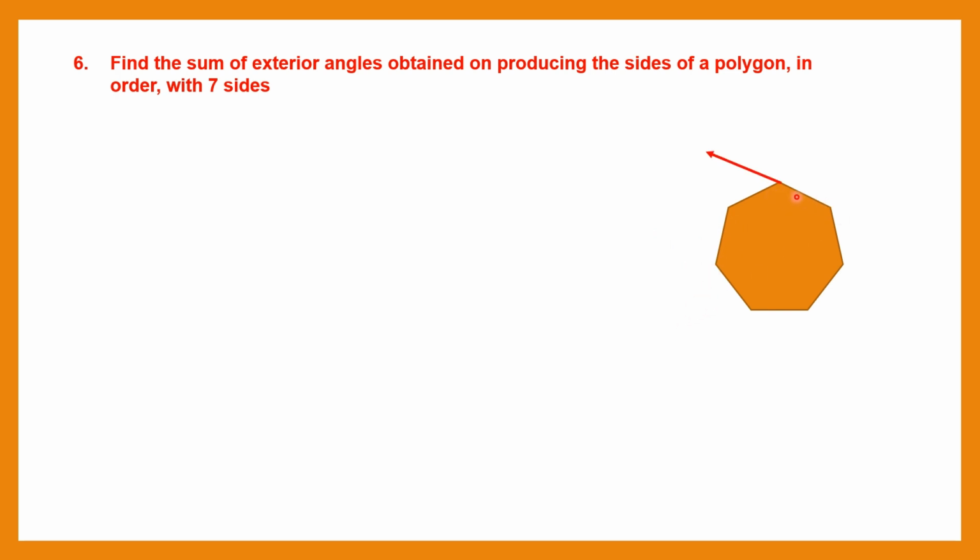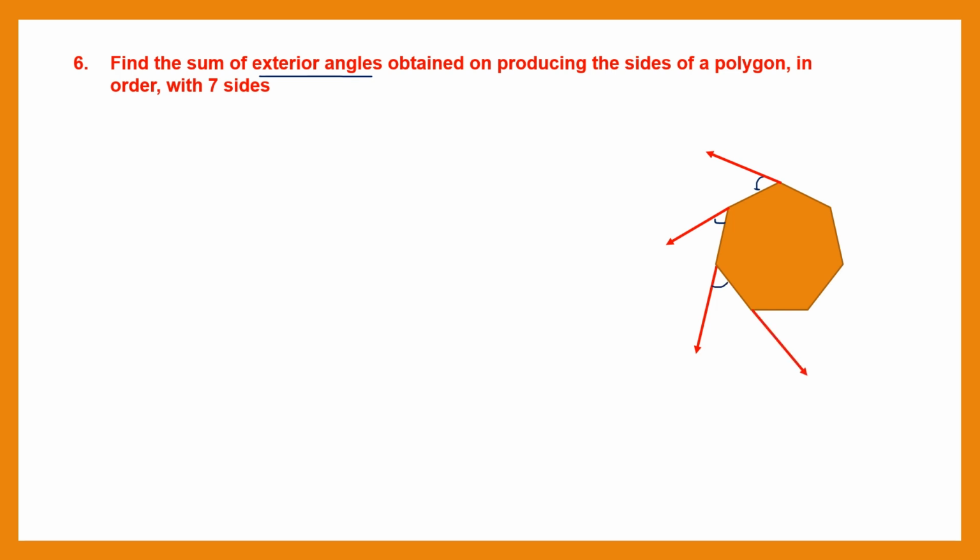I have extended this side outside. Now when I extend this side here, the angle that is formed outside here is called the exterior angle. Similarly, here I have extended this side. So this side here has been extended all the way. So I have an angle formed here, which is called the exterior angle. Again, if I extend this side out here, an angle is formed here, which is another exterior angle.